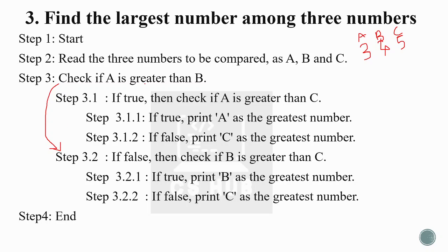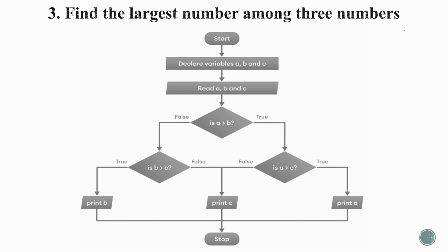If A is greater than B, that statement is false. So if false, check whether B is greater than C. No, again that is false. So we jump from 3.2 to 3.2.2. If false, which means C is the greatest number. So the greatest number is 5. So this is the simplest algorithm, right? Next, this is the flowchart.